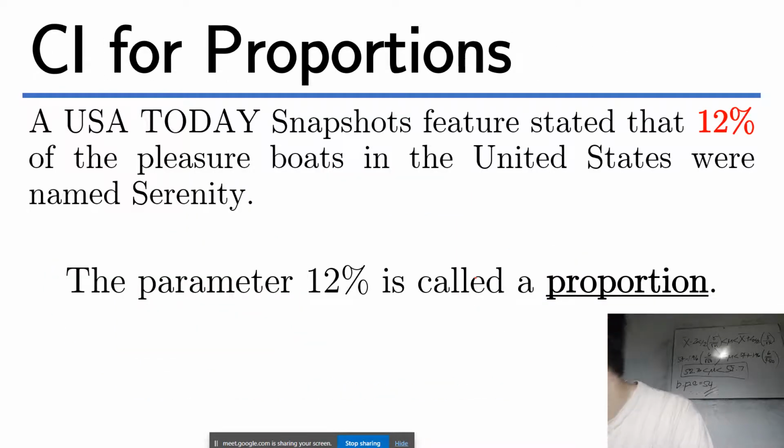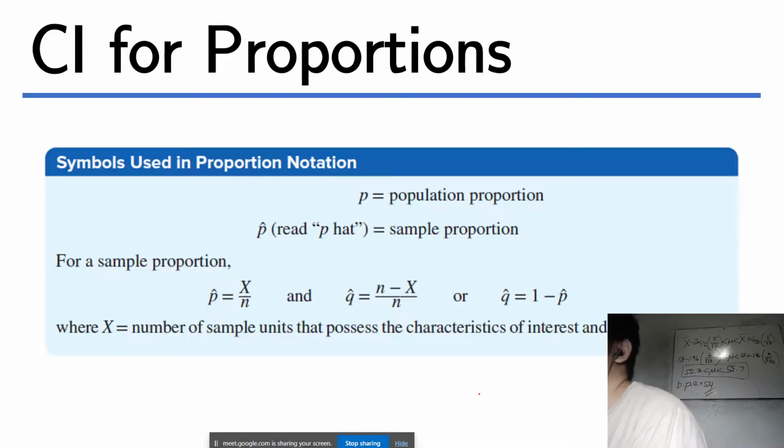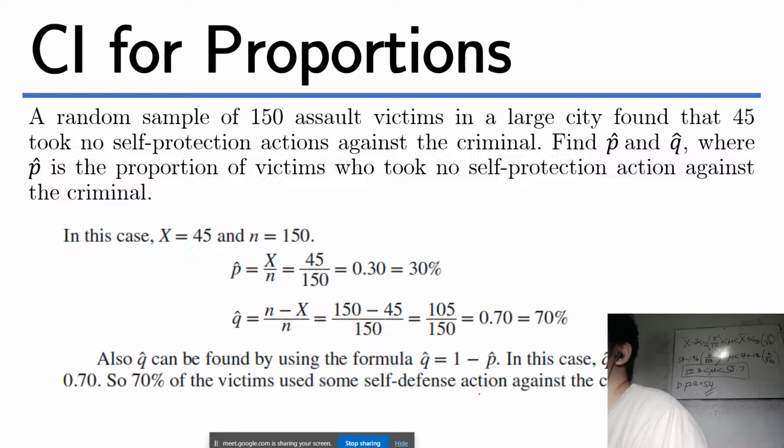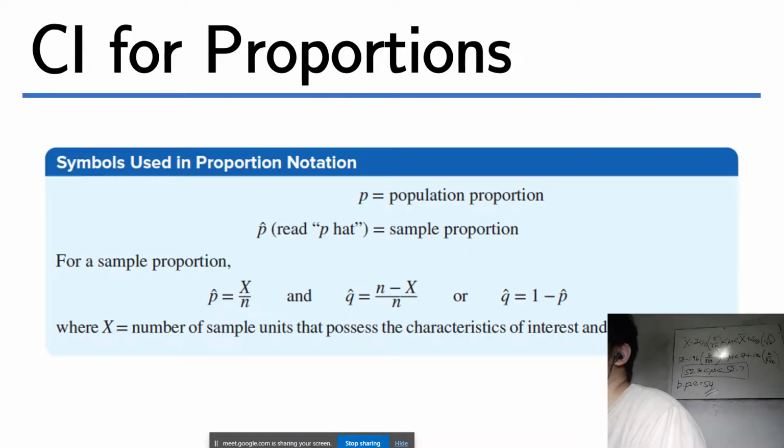And lastly, meron naman tayong confidence interval for proportions. Pag sinabing ganyan, percentage, most of the time, ibig sabihin nun, proportion. So, meron tayong mga symbol na ginagamit for proportions. Kapag p, yun yung population proportion, di ba? Ito yung ini-estimate natin. Tapos, meron tayong dalawang terms, p hat, q hat. Sample proportion and those that are not part of the sample proportion, no?